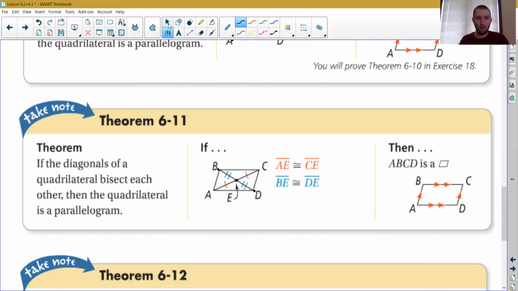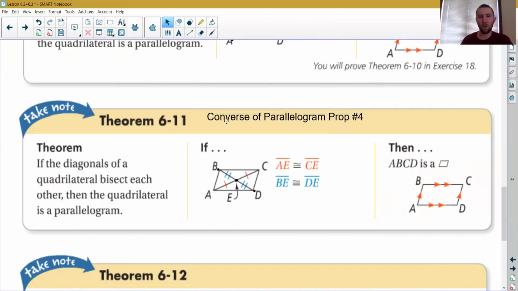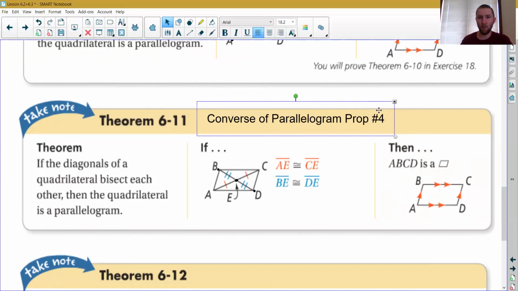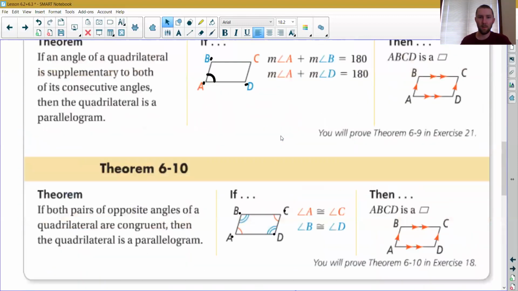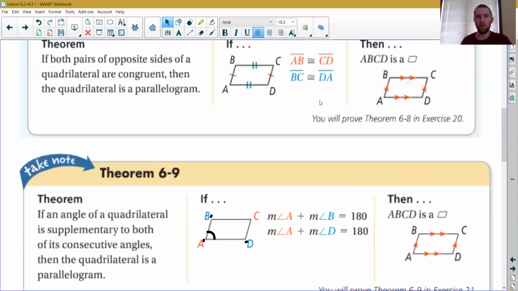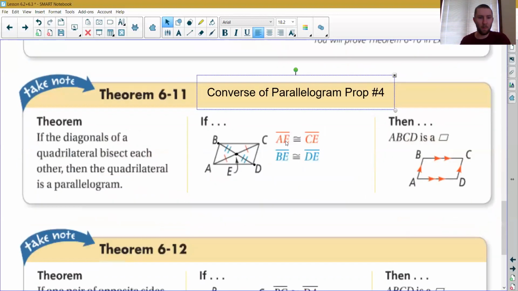Okay, I would simply call them converse of parallelogram property number 4, right? So that's what I would call these. Converse of parallelogram property 4, and then of course this one would be the converse of parallelogram property 3, and then converse of parallelogram property 2, converse of that, okay? So if we're proving that things are parallelograms, 4 of our options are the converse of a property, okay? The backwards version. We know the property is true, so that means it must be a parallelogram.